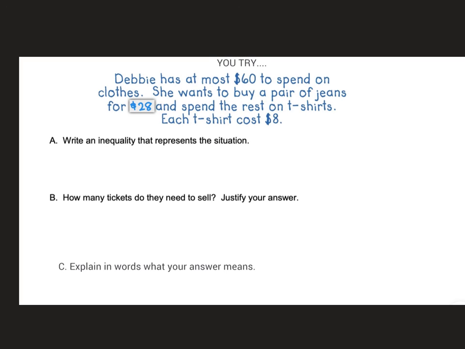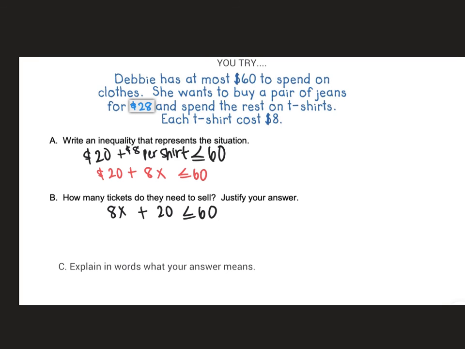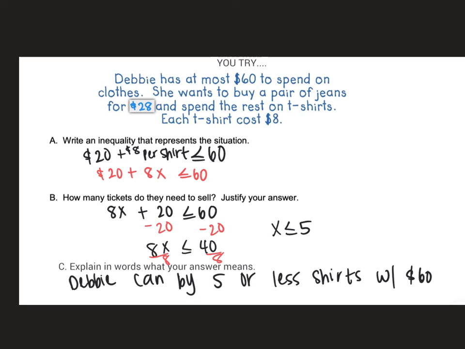Debbie has at most $60 to spend on clothes. She wants to buy a pair of jeans for $28 and spend the rest on t-shirts. Each t-shirt costs $8. For your inequality, you should get 8x plus 20 is less than or equal to 60. Next you're going to solve the inequality. You should have gotten x is less than or equal to 5. And then for C, explain in words what your answer means. So Debbie can buy 5 or fewer shirts with the $60 she has.